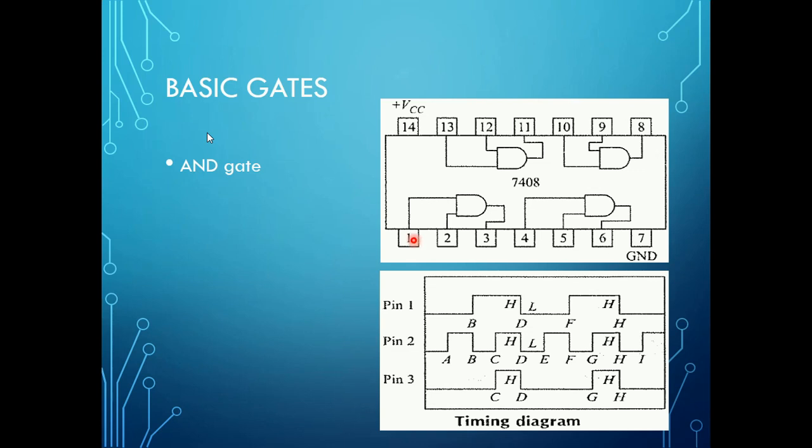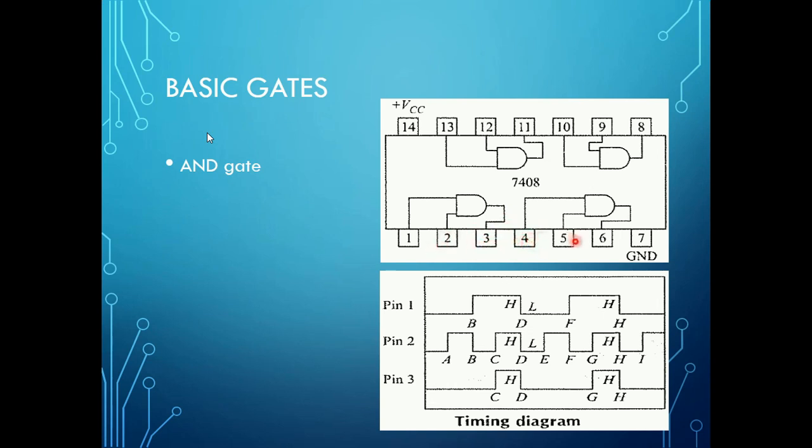Input pins again you have here: input pins are 1, 2, 4, 5, 9, 10, 12, 13. So these are the input pins. The 7th pin is connected to ground and the 14th pin is connected to VCC, the 5 volt supply. And as I said, if A and B are 0, 0, what output will you get? It's 0.